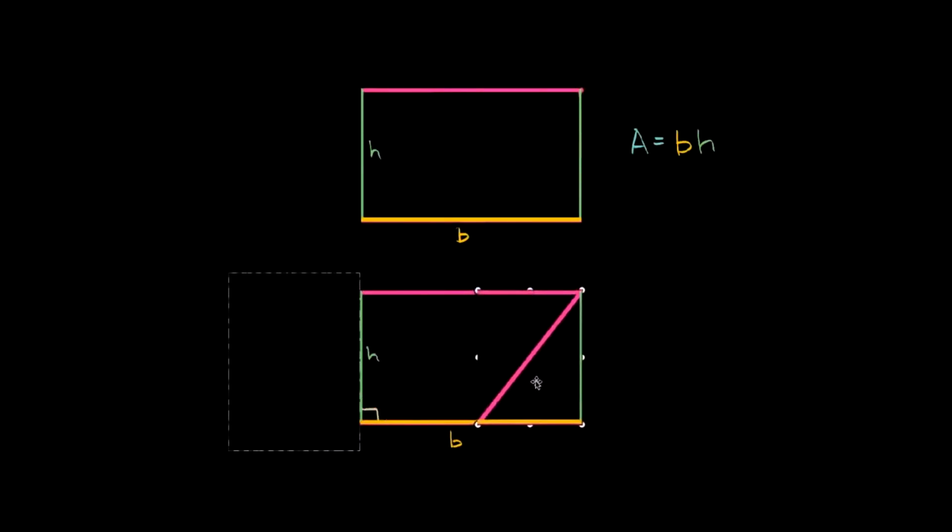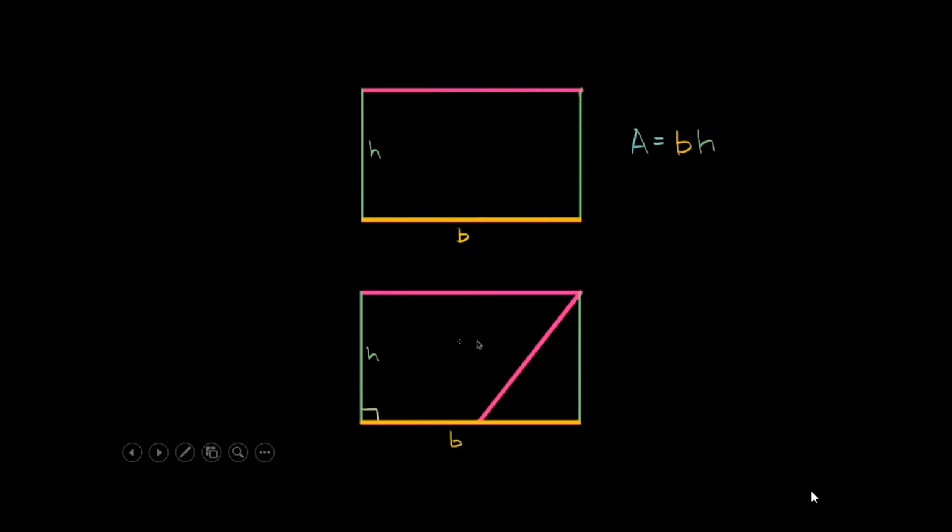What just happened when I did that? Notice, it now looks just like my previous rectangle. By taking some of the area on the left and moving it to the right, I have reconstructed this rectangle, so they actually have the same area. The area of this parallelogram, before I moved that triangle from the left to the right, is also going to be the base times the height.